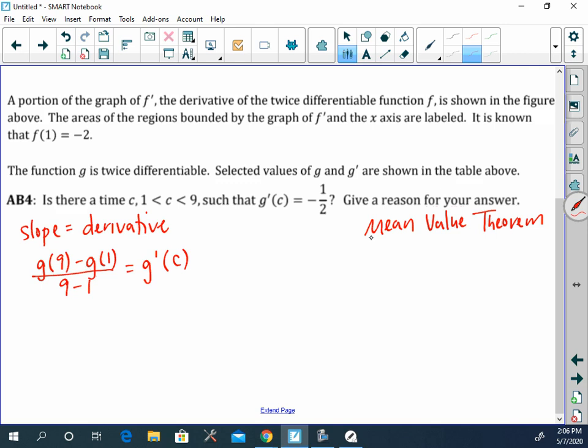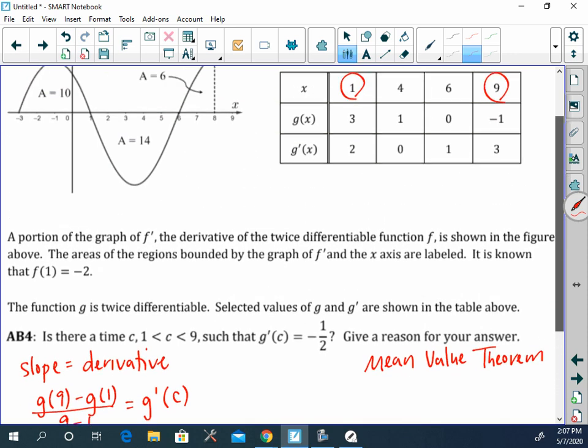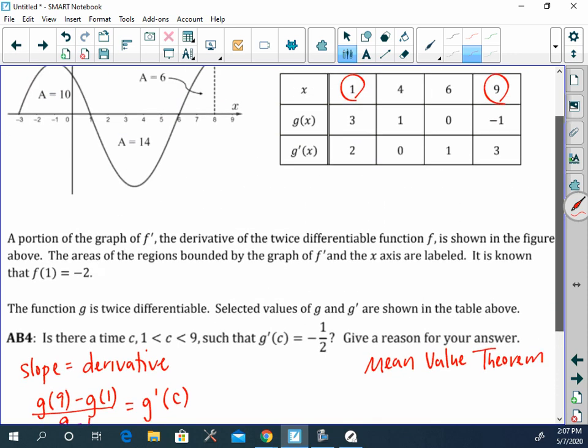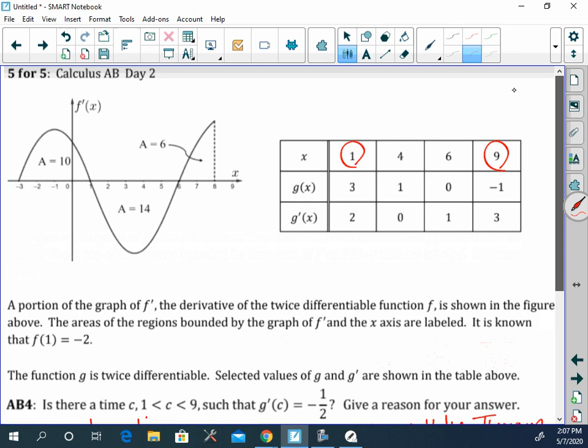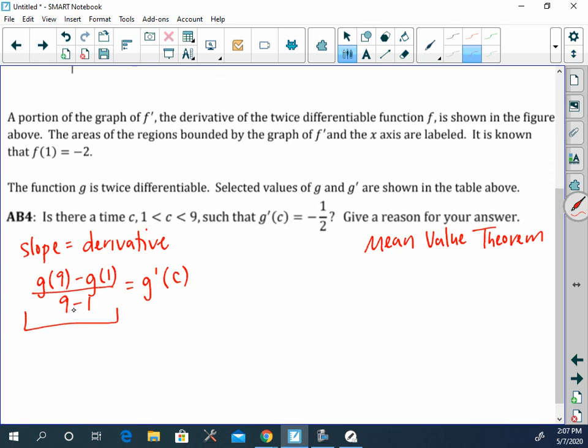Now it says here, using the table values, our Y values at 9 and 1 would be -1 and 3. So we're looking here, -1 minus 3. So in the numerator, we have -1 minus 3 over 8, which gives us -4/8, which is -1/2. So does that equal? Yes, by the mean value theorem here.